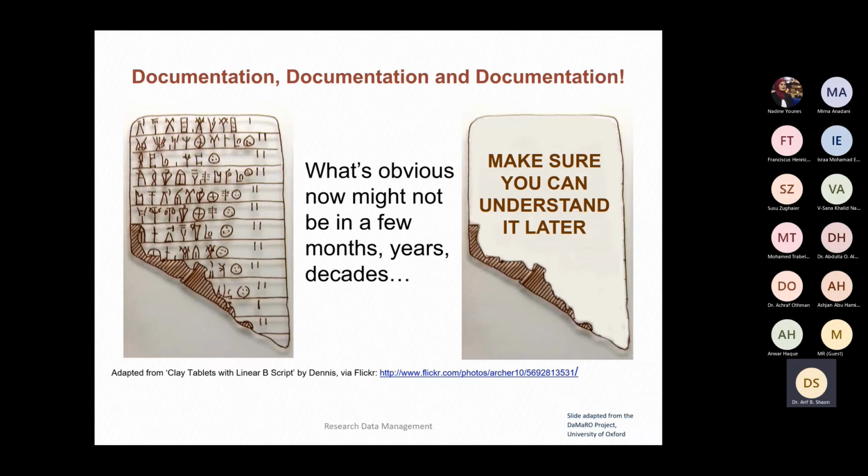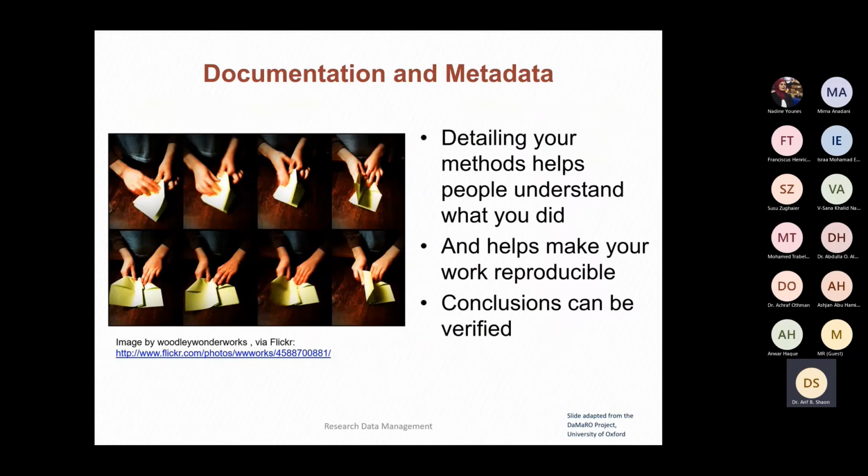So basically, what's obvious to you right now might not be obvious in months, years, or decades due to changes to the surrounding parameters, the context, technologies and so on. So that is one of the underlying messages here: document it well, so other people have a better chance of understanding it. Detail your methods well enough, and when it comes to the ability to reproduce your work, detailed documentation definitely helps. If you have enough metadata about how you've done your research, then somebody else can actually reproduce it.